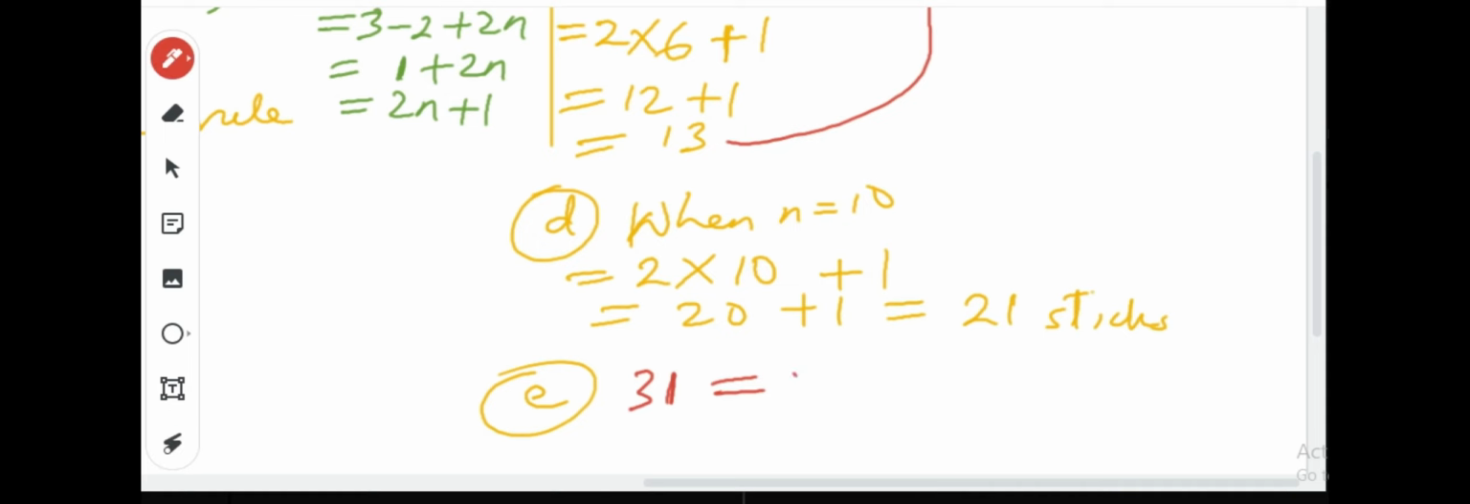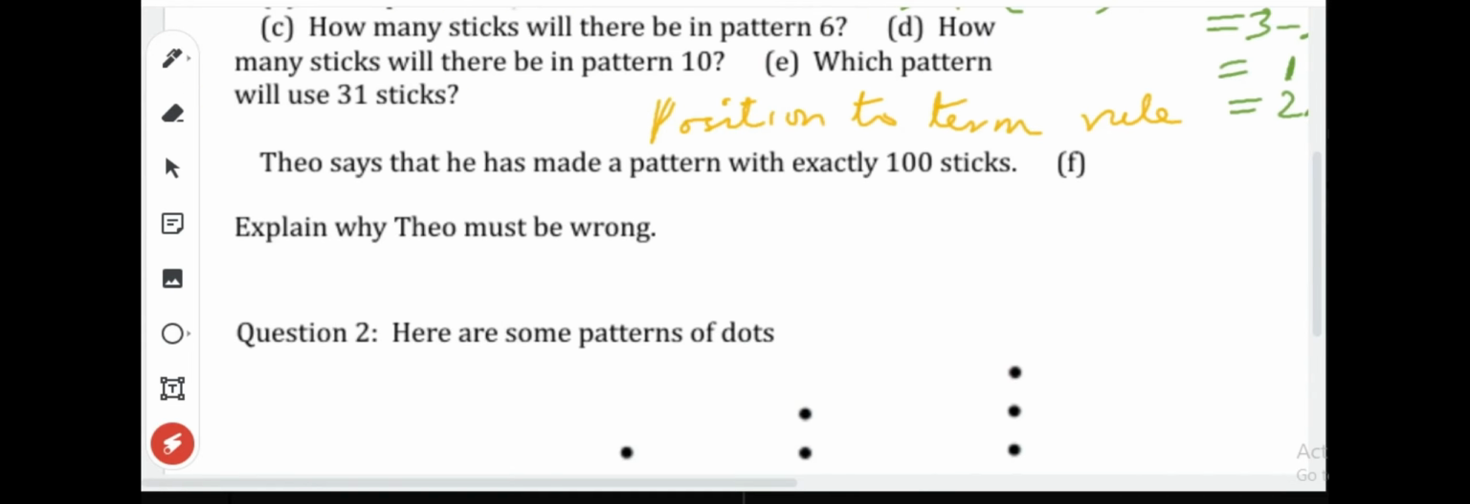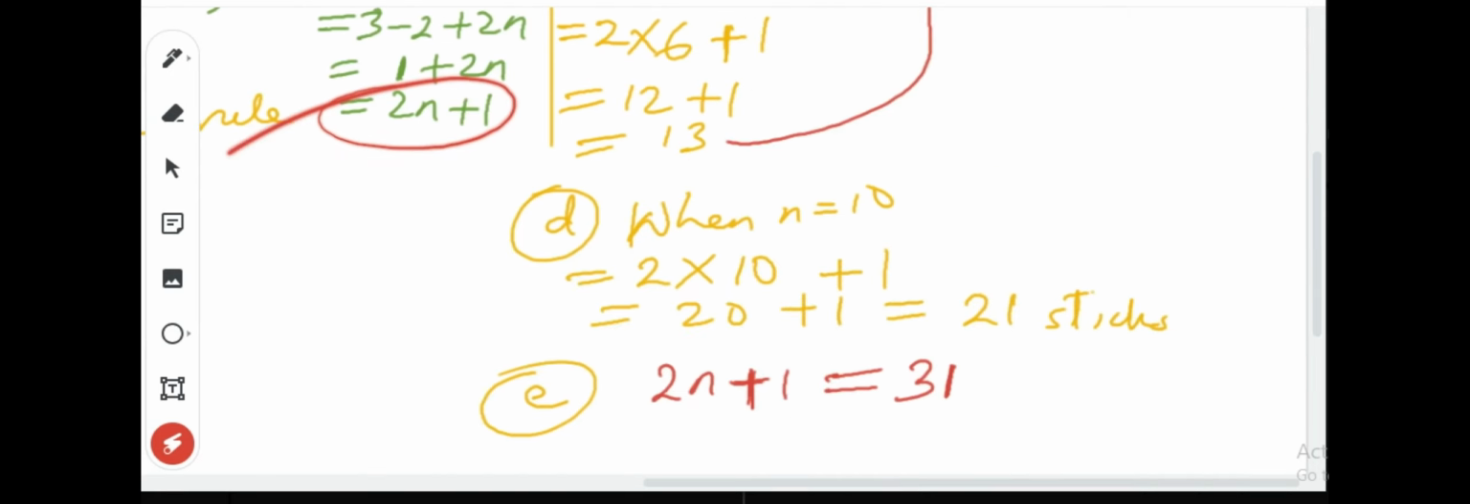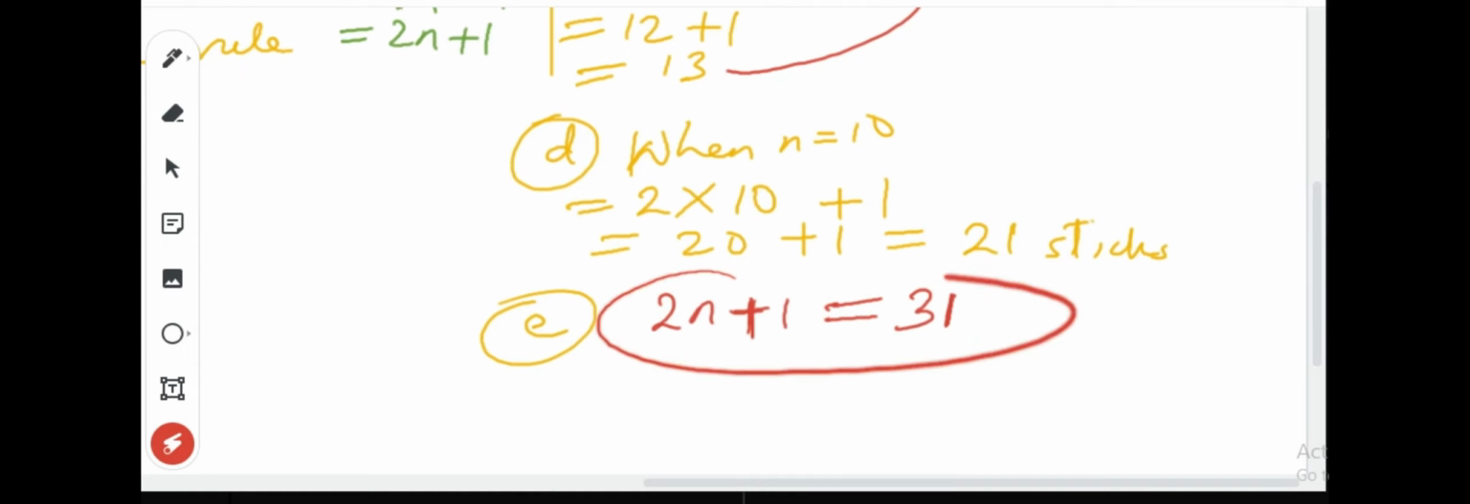This one is a little tricky. Let me write the formula first, and I say it is equal to 31. The formula is 2n plus 1, so it has to be equal to 31. But it says, which pattern has 31 sticks? So that means the formula has to be equal to 31. 2n plus 1 must be equal to 31. All we need to do is solve this simple equation.